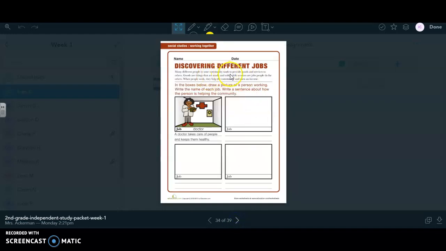And then discovering different jobs. Many people in your community work and provide goods and services to others. Goods are things that are made and sold, while services are jobs people do for others. When people work, they help the community earn income. Income is money, boys and girls.